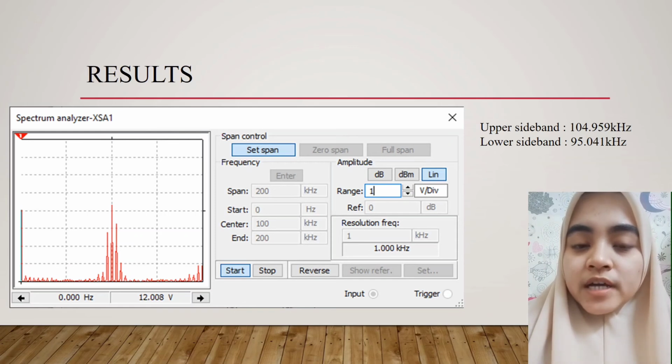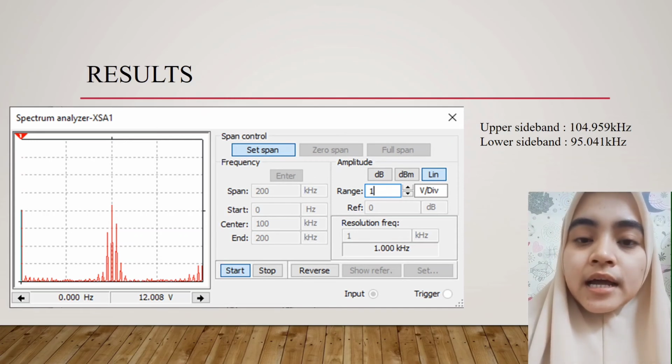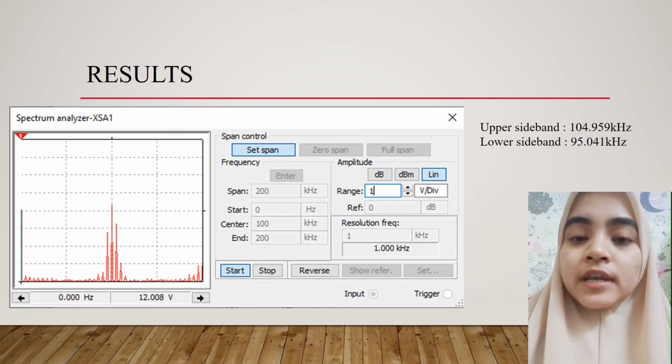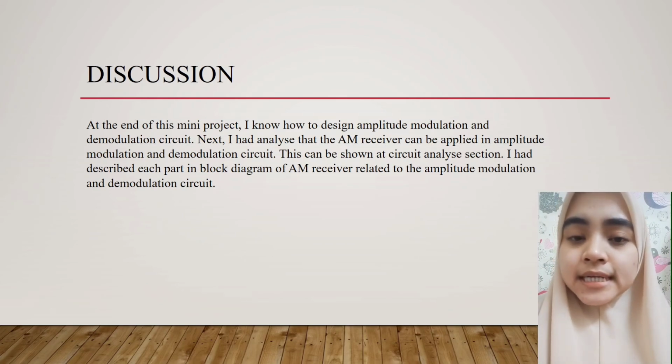Next, IF amplifier we will get on spectrum analyzer. In this spectrum analyzer, I get upper sideband is 104.959 kHz and lower sideband is 95.041 kHz. At the end of this mini project, I know how to design amplitude modulation and demodulation circuit.